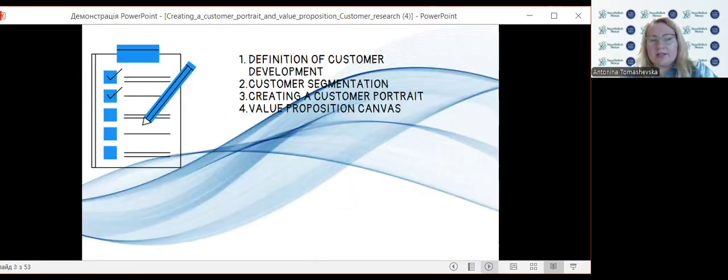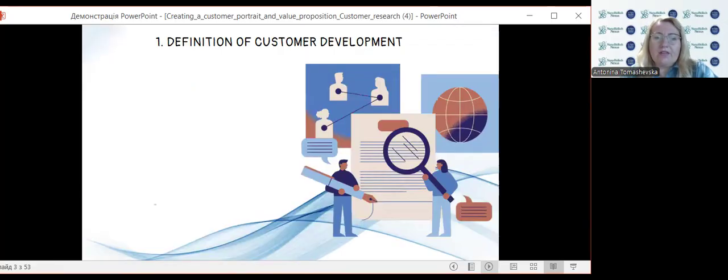Questions that we will consider. 1. Definition of customer development. 2. Customer segmentation. 3. Creating a customer portrait. 4. Value proposition canvas. First questions.